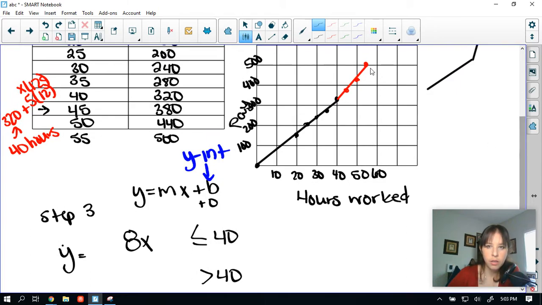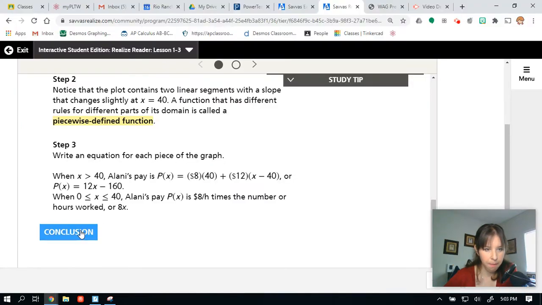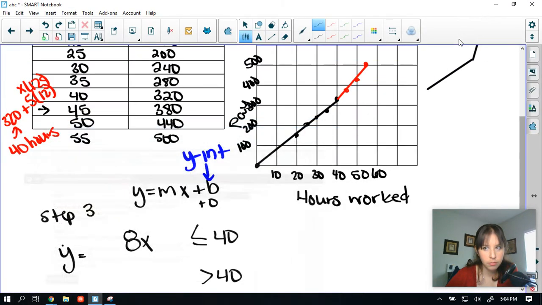So here's a clue. We could actually find our slope. From our slope, we have xy positions. So with the xy positions, we can find where it crosses the y-axis. So when x is greater than 40, Alani's pay is P of x equals 8 times 40 plus 12 times x minus 40. So why do you think they did the x minus 40?